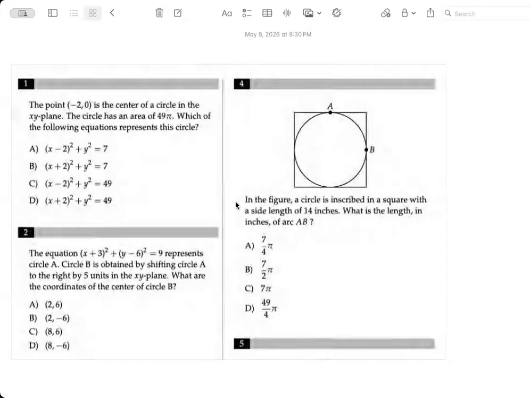Circle is inscribed in a square of radius 14 inches. What is the length in inches of arc AB, a quarter circle?